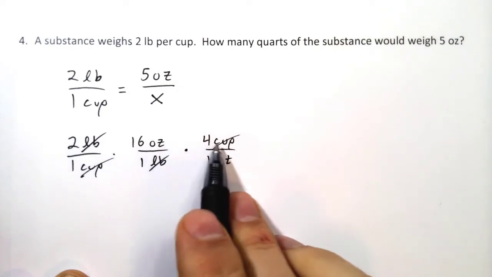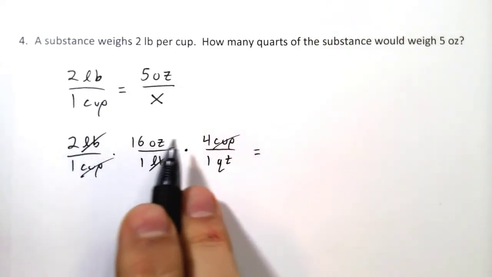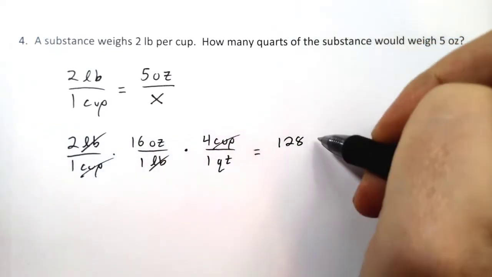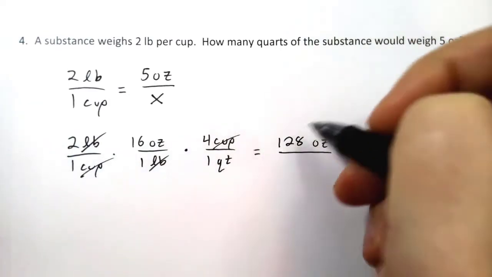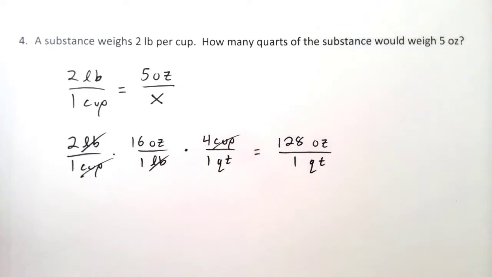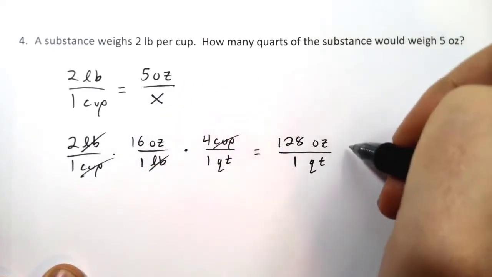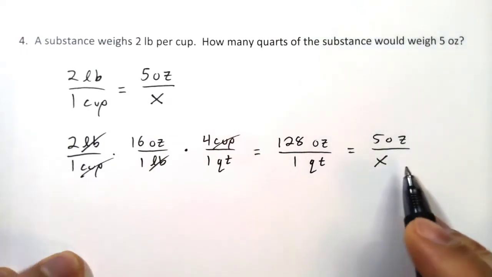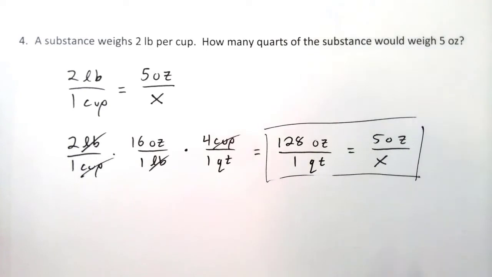But I have to multiply all this stuff out. Okay, so in the numerator, I have 2 times 16 times 4. That's 128. And what are the units? Ounces. In the denominator, I have 1 times 1 times 1, quart. Okay, great. So this is what I'm comparing to this. So this thing is equal to 5 ounces over x, right? So I'm solving for x. So I'm taking this equation here and solving for x.